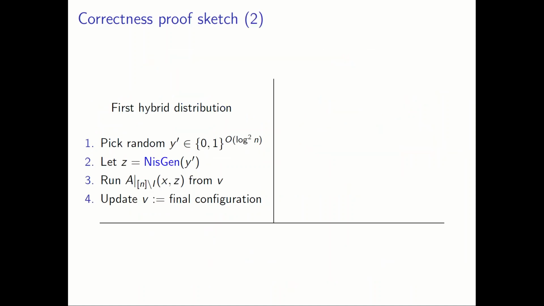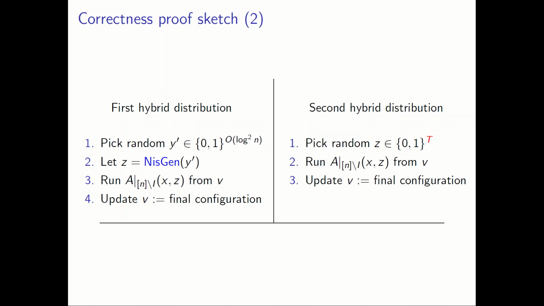Okay, and then the second step of the hybrid argument is where we just get rid of Nisan's generator. We just say, well, let's just consider picking a truly random string and feeding it right into the restricted algorithm. These two distributions are of course close for all x, because that's Nisan's generator's whole purpose in life, right? Its whole job is that you can use it in place of truly random bits for log space algorithms.